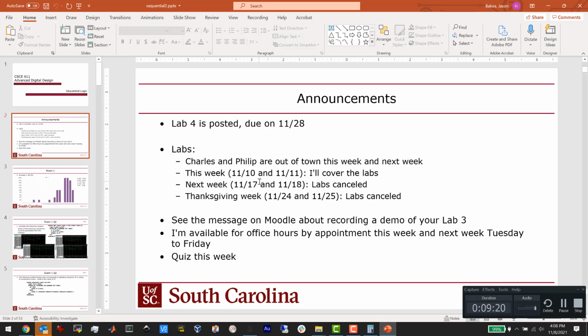The problem, though, is that Philip and Charles, the 2 TAs, are out of town for 2 weeks. They're at a conference, the supercomputing conference. I'll be there next week, but I'm not there this week. So I'm going to cover the labs this week on Wednesday and Thursday. And then the week after that, the labs will be canceled because I'll be at the conference. And then the week after that is Thanksgiving week, right? So you have 3 weeks to get the lab done, but we have interruptions in the labs. So if you need help outside of class this week or in the latter part of next week, send me an email and we can make arrangements to meet.